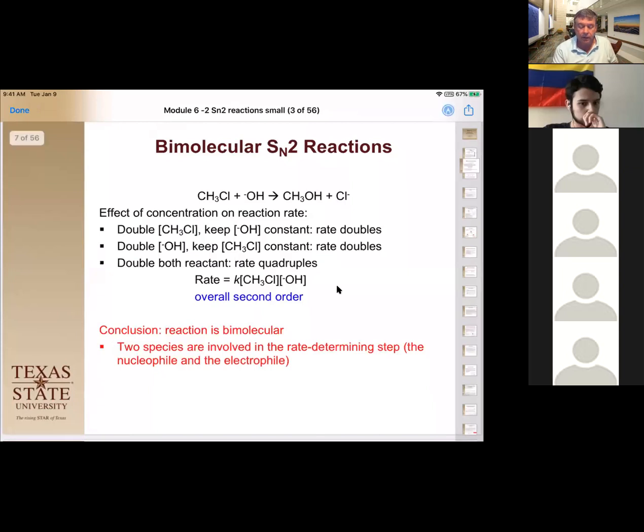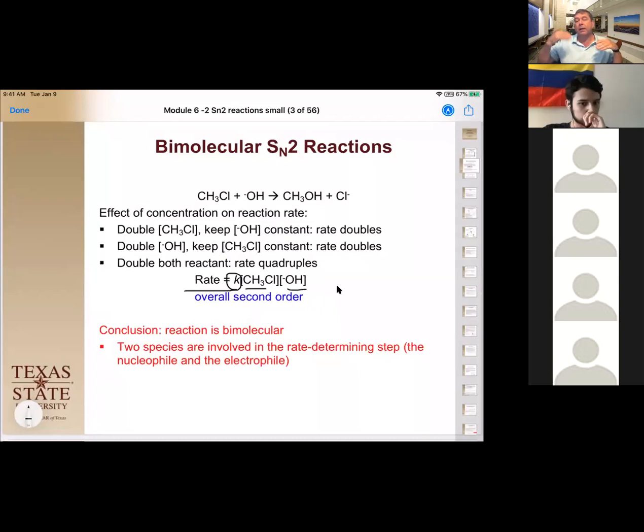If we look at our rate law, remember our rate law is just some constant that's measured times the concentration of the 2 reagents. Okay, so if our rate law is related to the concentration of the 2 reagents, that means if we double one and keep one the same, the rate's going to double. If we double both of them, the rate is going to quadruple.